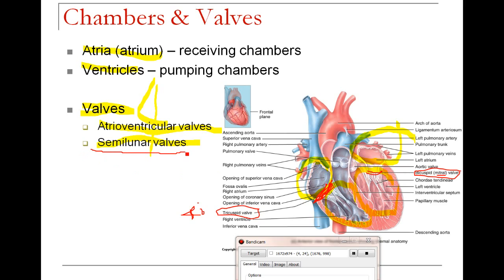The other 2 valves are semilunar valves. The semilunar valves are between the ventricles and some of the great vessels. Here is one semilunar valve, and it is called the pulmonary valve. The pulmonary valve is between the right ventricle and the pulmonary trunk. You haven't learned all the parts yet, but there's the pulmonary valve. The other semilunar valve is between the left ventricle and the aorta, and it's called the aortic valve. I crossed it out instead of circling it. So aortic valve, and then pulmonary valve.